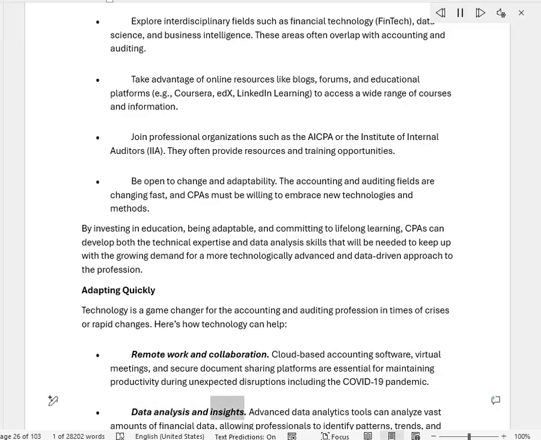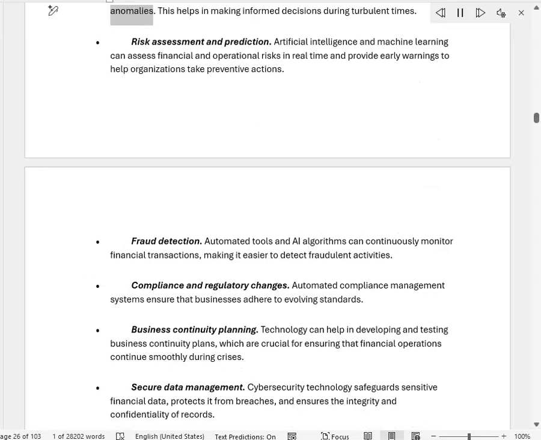Data analysis and insights. Advanced data analytics tools can analyze vast amounts of financial data, allowing professionals to identify patterns, trends, and anomalies. This helps in making informed decisions during turbulent times. Risk assessment and prediction. Artificial intelligence and machine learning can assess financial and operational risks in real time and provide early warnings to help organizations take preventive actions.